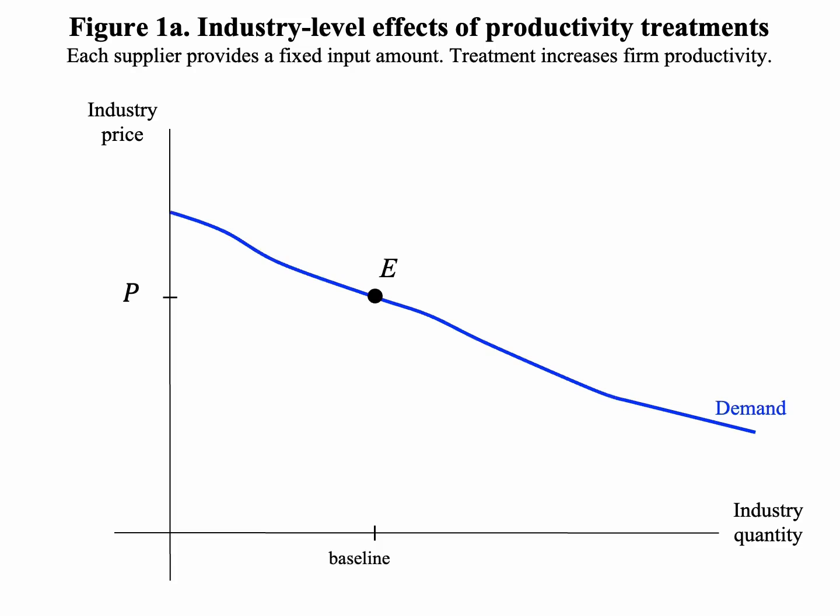Here's the simple example. We have an industry with a bunch of producers. Each provides a fixed quantity of inputs. The treatment is to increase the productivity of those inputs. Maybe these are farmers with fixed land and labor, and an experimenter will give them fertilizer or teach them something. Maybe these are office workers who will be given some awesome AI tool.